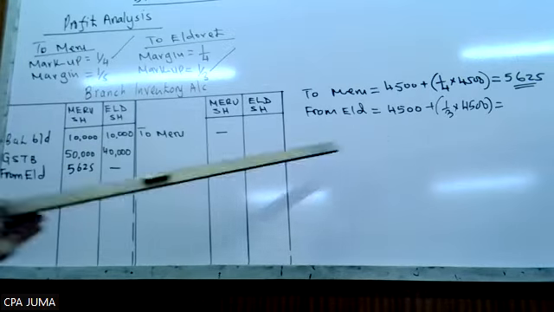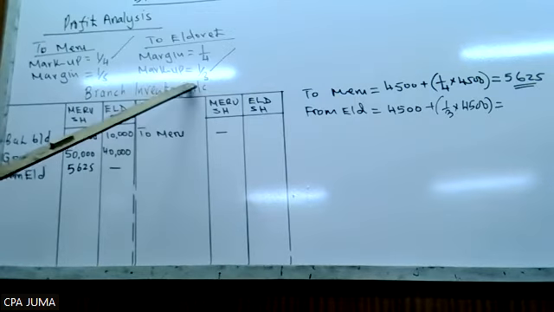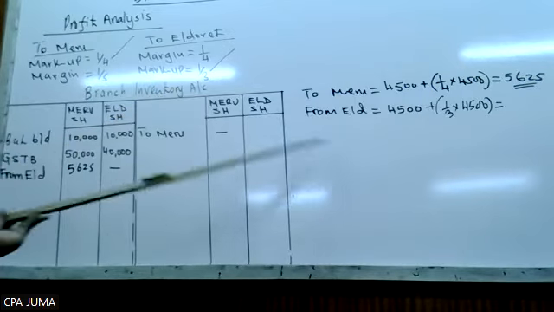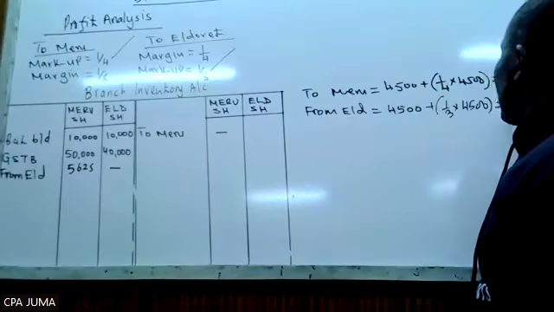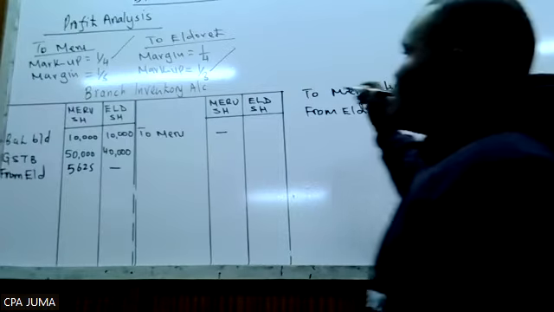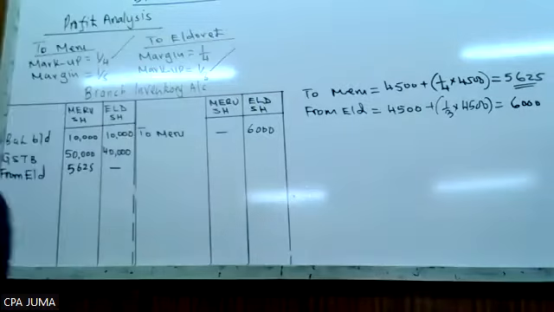But from Eldoret we record at cost plus markup, and markup in Eldoret is a third. So a third of this plus that comes to 60. So from Eldoret, you eliminate them at 60.